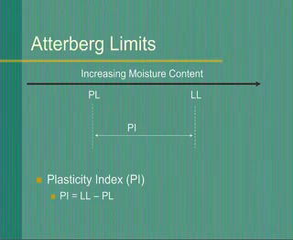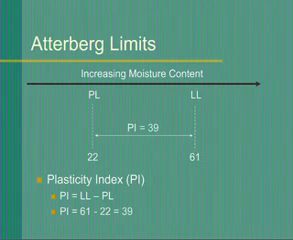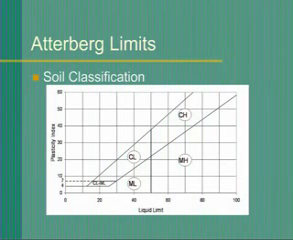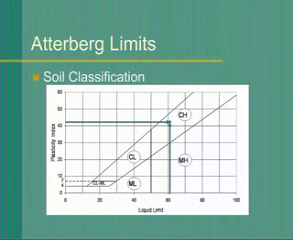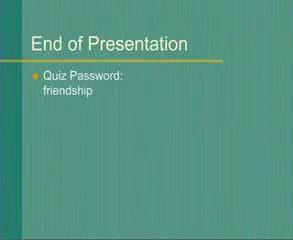It is a measure of how much water a soil can absorb between its plastic and liquid states. In this example, the plasticity index is equal to 61 minus 22, or 39. From the Atterberg limit test results, you can determine the group symbol and group name using the Unified Soil Classification System. This concludes this presentation.